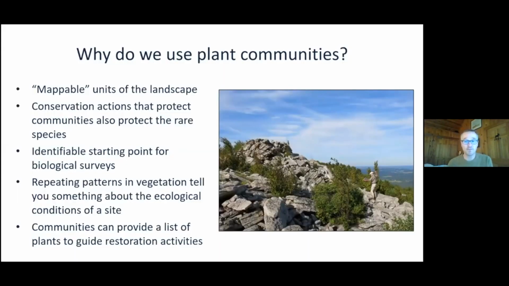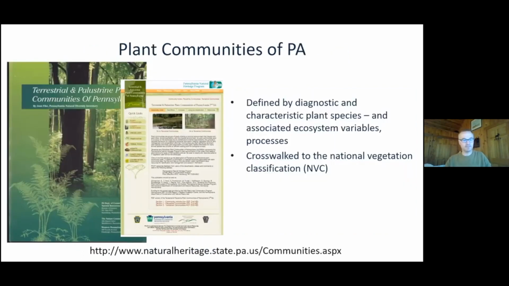Why do we use plant communities? Well, they're mappable units of the landscape. Conservation actions that protect plant communities also protect the rare species there. They're identifiable starting points for biological surveys. The plant communities are also repeating patterns in vegetation that tell you something about the ecological conditions of the site. Most of all, the communities can provide a list of plants to guide restoration activities.